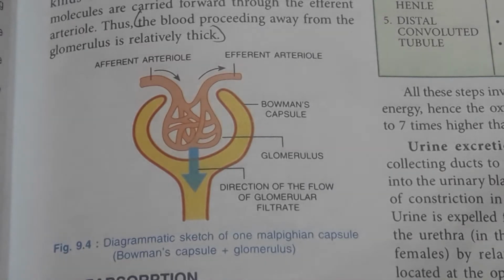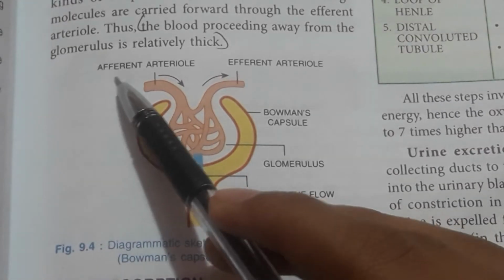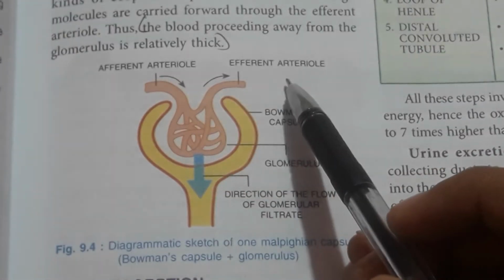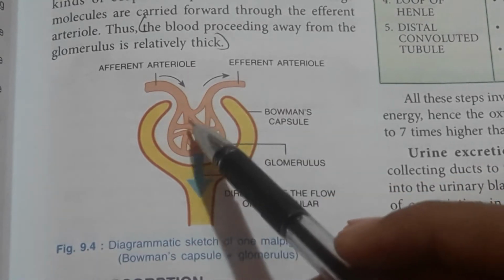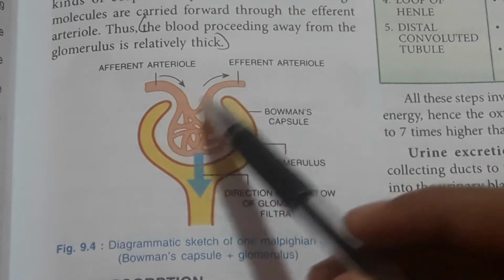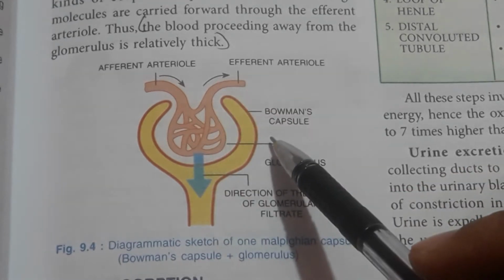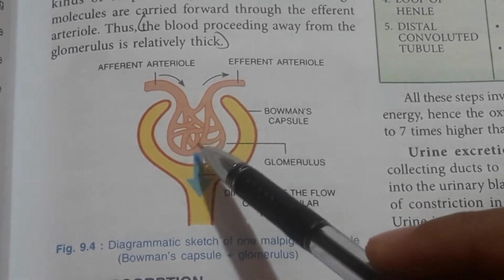Let us see what is ultrafiltration. Before knowing ultrafiltration, we will know the flow of blood. This is the afferent arteriole and this is the efferent arteriole. From here the blood passes into the glomerulus and again moves out into the efferent arteriole. And this is called the glomerulus.